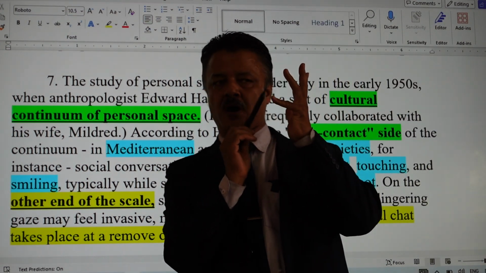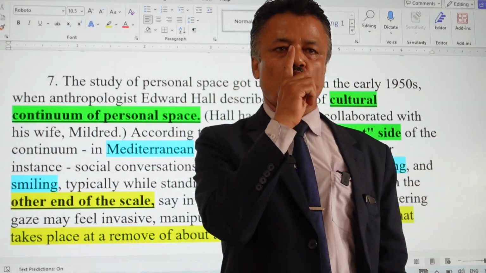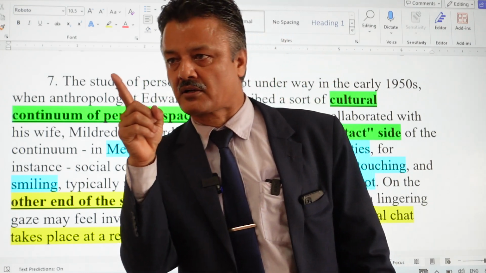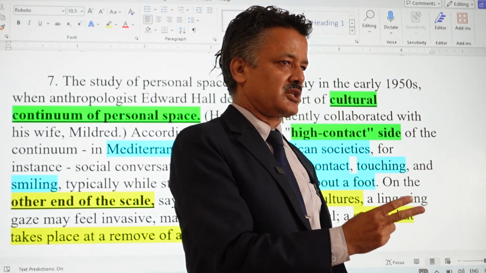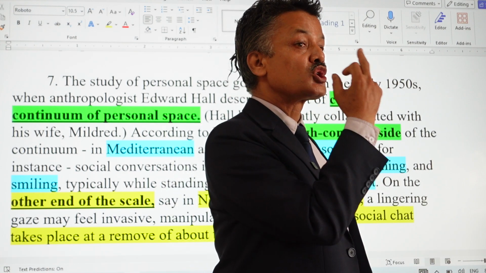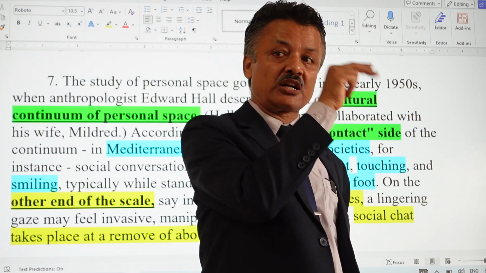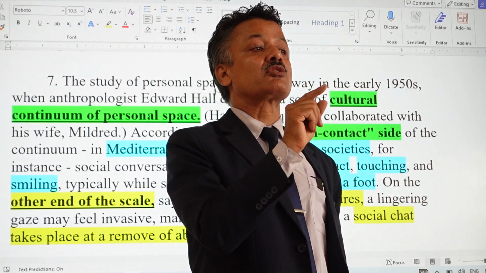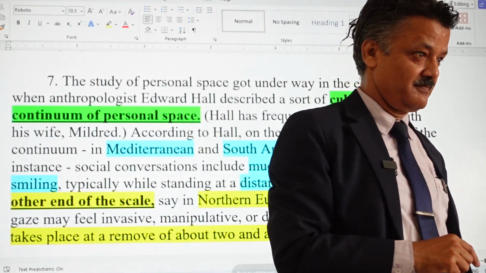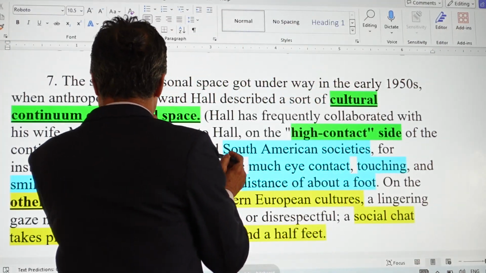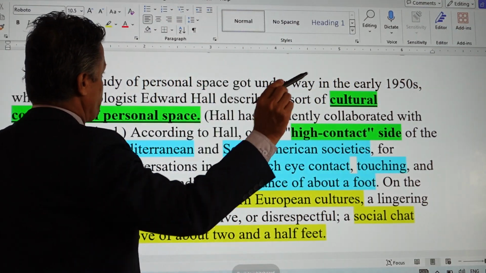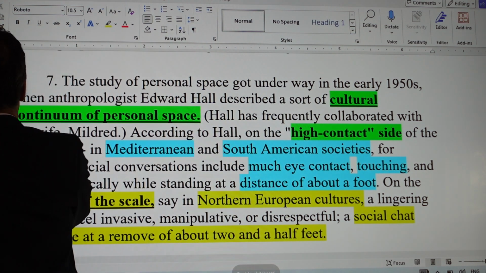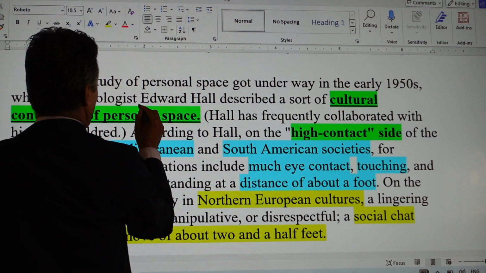So in para 5, she talks about one culture, Saudi Arabian, and compares it with American culture. In para 6, she talks about one culture, Japanese, and compares it with American. In paragraph 7, she talks about groups of culture. For example, look here what she does. First she brings an example of Edward Hall, okay? She quotes Edward Hall. Who is Edward Hall?